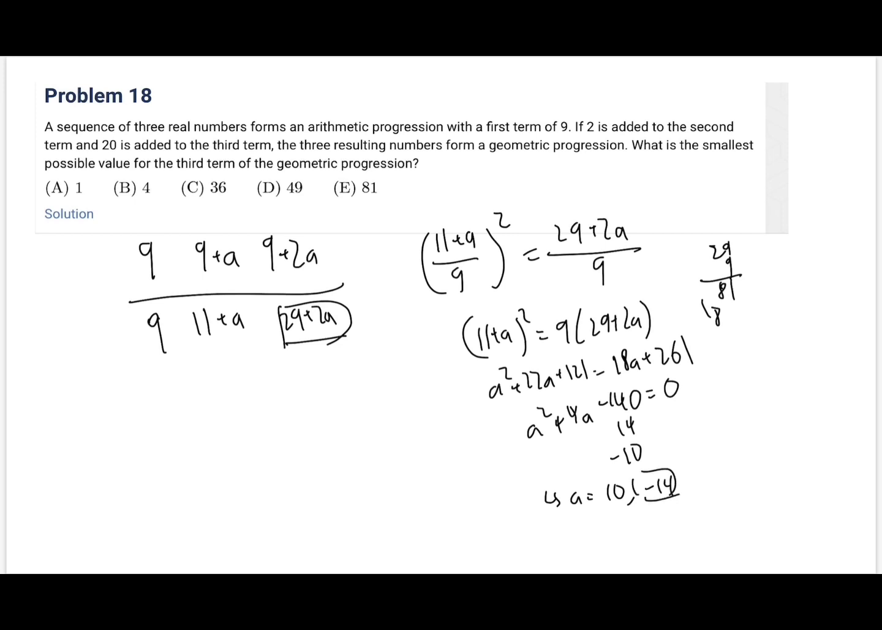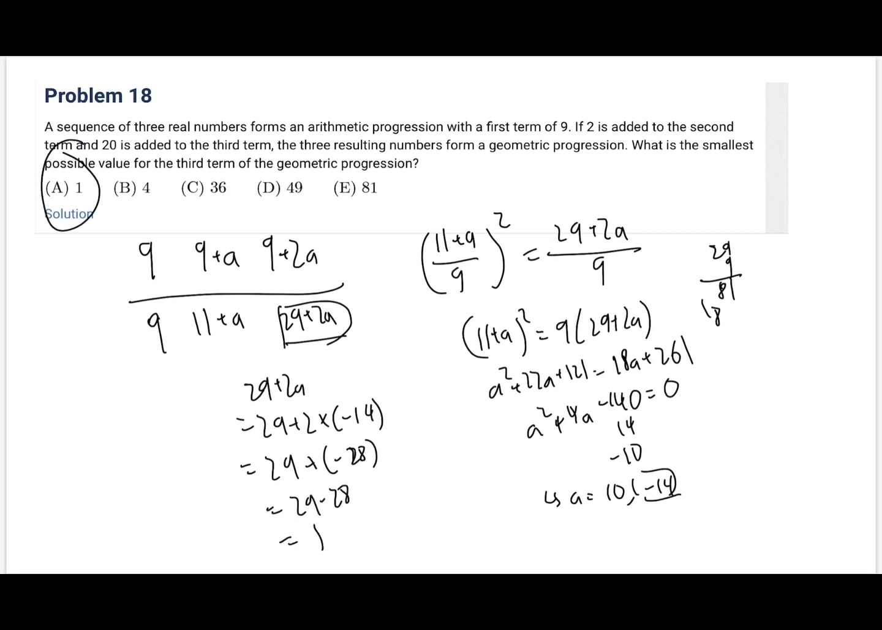And if a is minus 14, then 29 plus 2a is 29 plus 2 times minus 14, right? This is 29 plus minus 28. So this is 29 minus 28, which is equal to 1. So the answer is A.